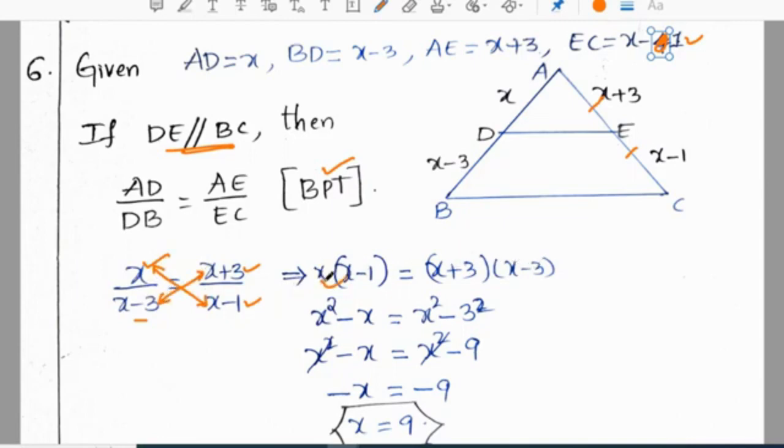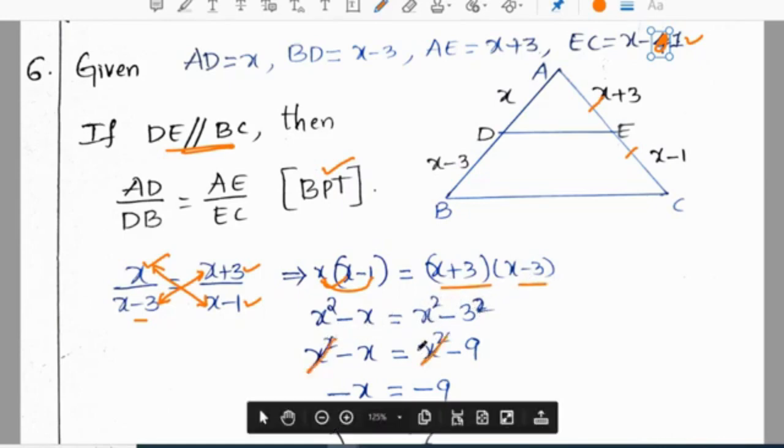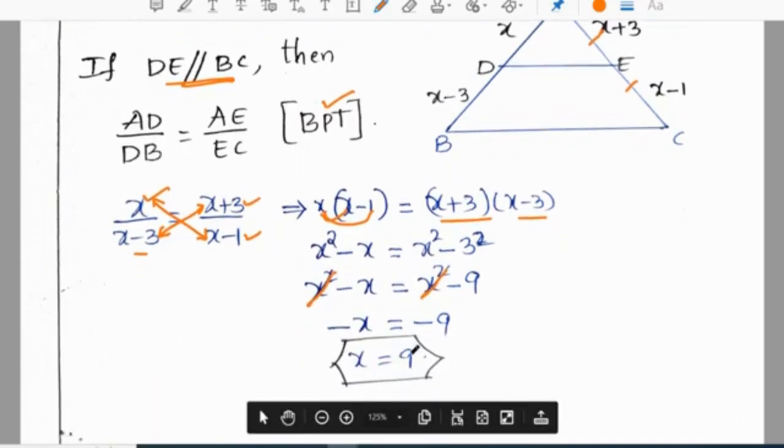x into x is x square, x into 1 is x. The right side is in the form of a plus b into a minus b, which is a square minus b square. So x square minus 3 square. So clearly x square on either side will get cancelled. Minus x is equal to minus 9. Obviously x will become 9. So the value of x is 9.